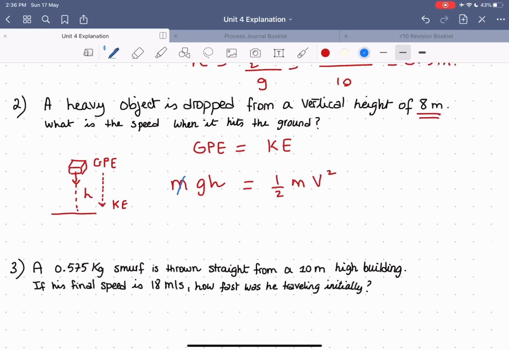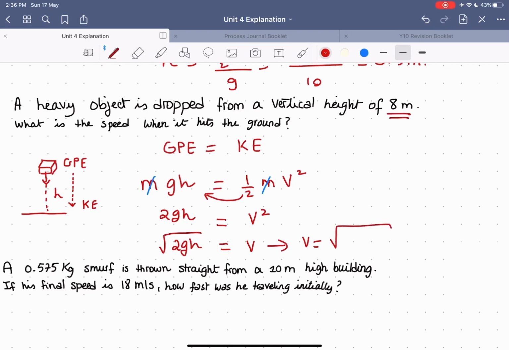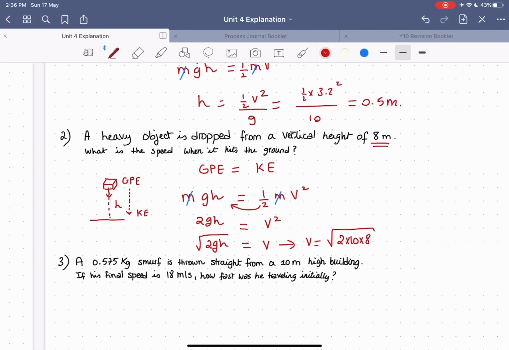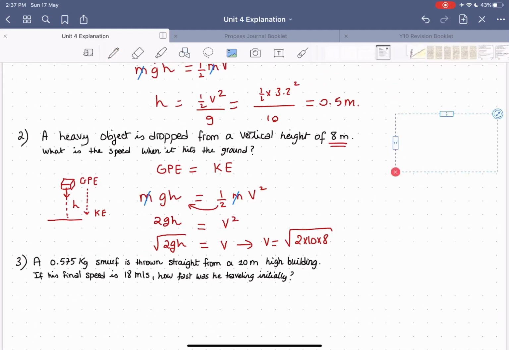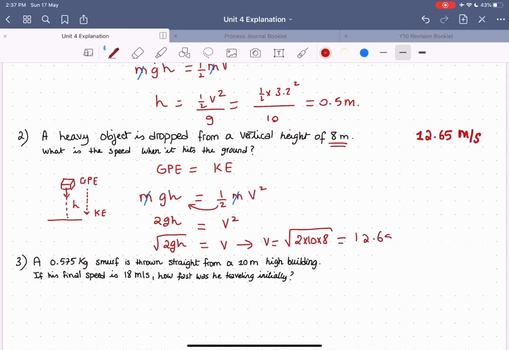Once again, we don't need the mass as it will be cancelled out. We need the velocity squared, so I'll take this to the other side. It will be 2gh, and then we can say that v is the square root of 2gh. By replacing everything by what is given to us, we'll have 2 times 10 times 8, and the answer is 12.65 meter per second.